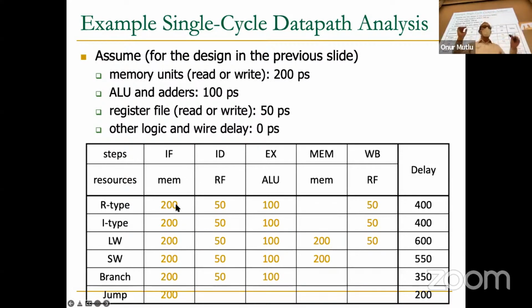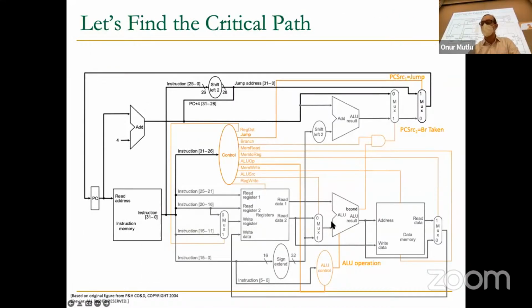If you actually think about it, and we're assuming other logic and wire delay, muxes for example, are 0 picoseconds, then analytically you will say load word takes 600 picoseconds. And that's the longest instruction. But if you're executing a jump, it's 200 picoseconds. Well, too bad. You're allocating a single cycle to execute all possible instructions. So your critical path is 600. So your clock frequency is determined by the slowest instruction in this particular case. Make sense?